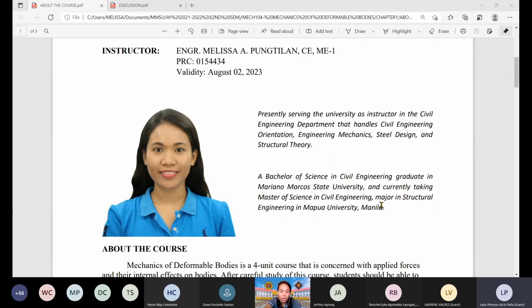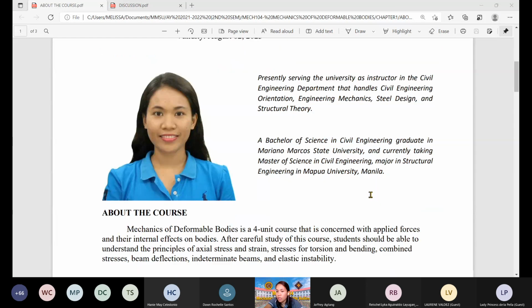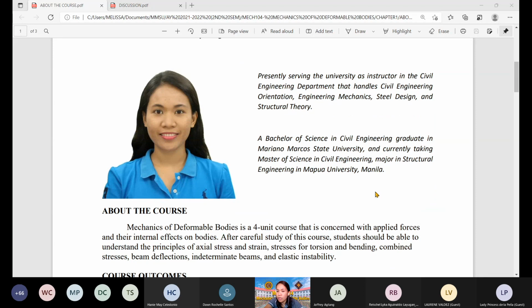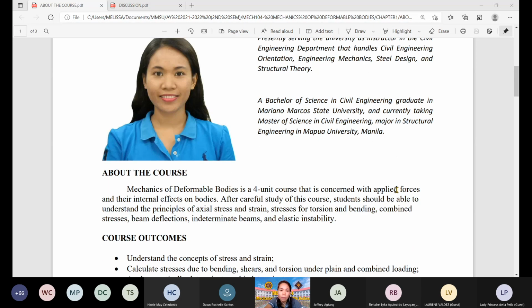I am also a graduate of Mariano Marcos State University. The instructors Sir Marlon, Engineer Karen, Engineer Peñaflor, and Engineer Edra were also my instructors when I was still studying. I am pursuing my master's degree at Mapua University in Manila.